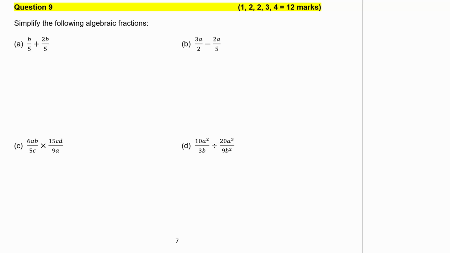We want to simplify the following algebraic fractions. Now with the first one, we've already got the same denominator of 5, so all we need to do is add the numerators. b add 2b is 3b.